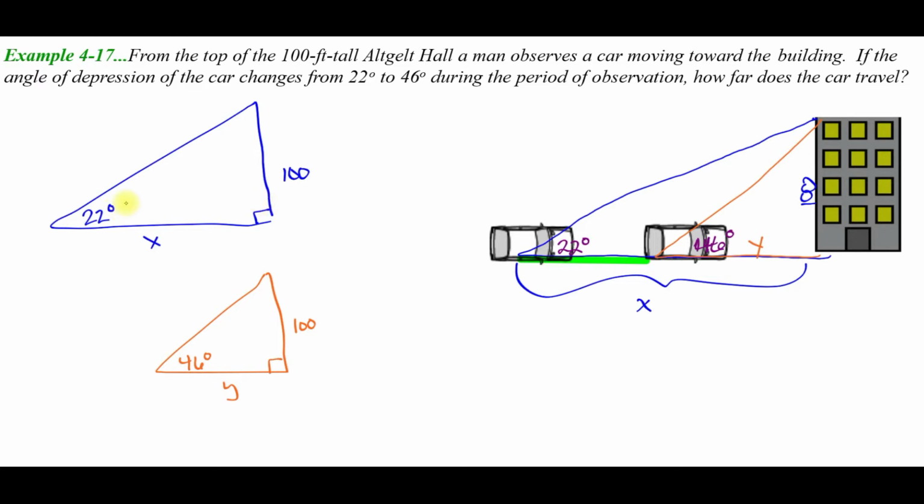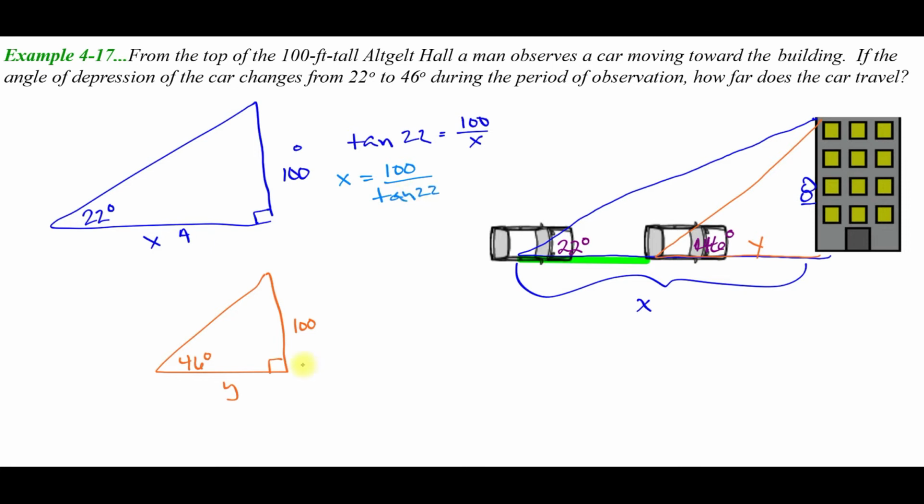So if we use 22 as our reference angle, this is opposite, this is adjacent, so I'm going to use tangent. So we have tangent, again, of 22 degrees equals 100 over x. So again, remember, we're going to multiply both sides by x, and then we're going to divide by the tangent 22, so we're going to get x is 100 over the tangent of 22.